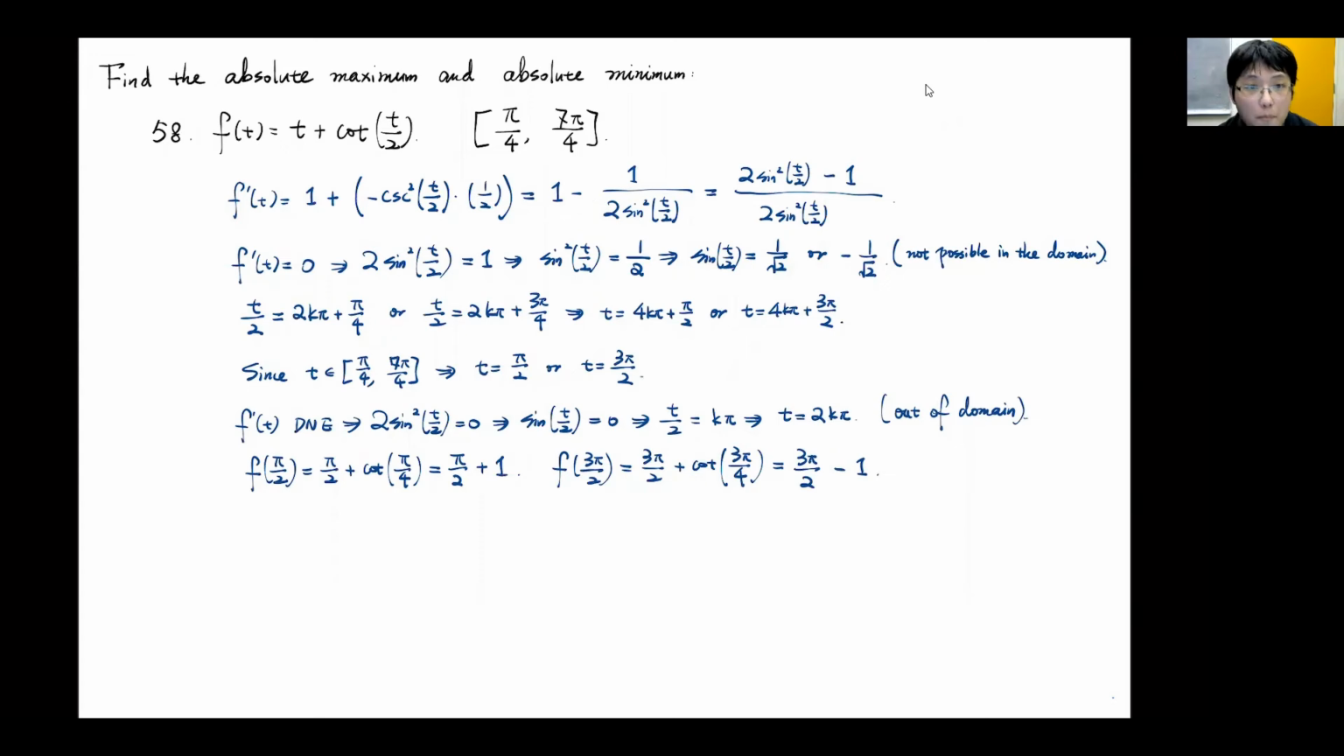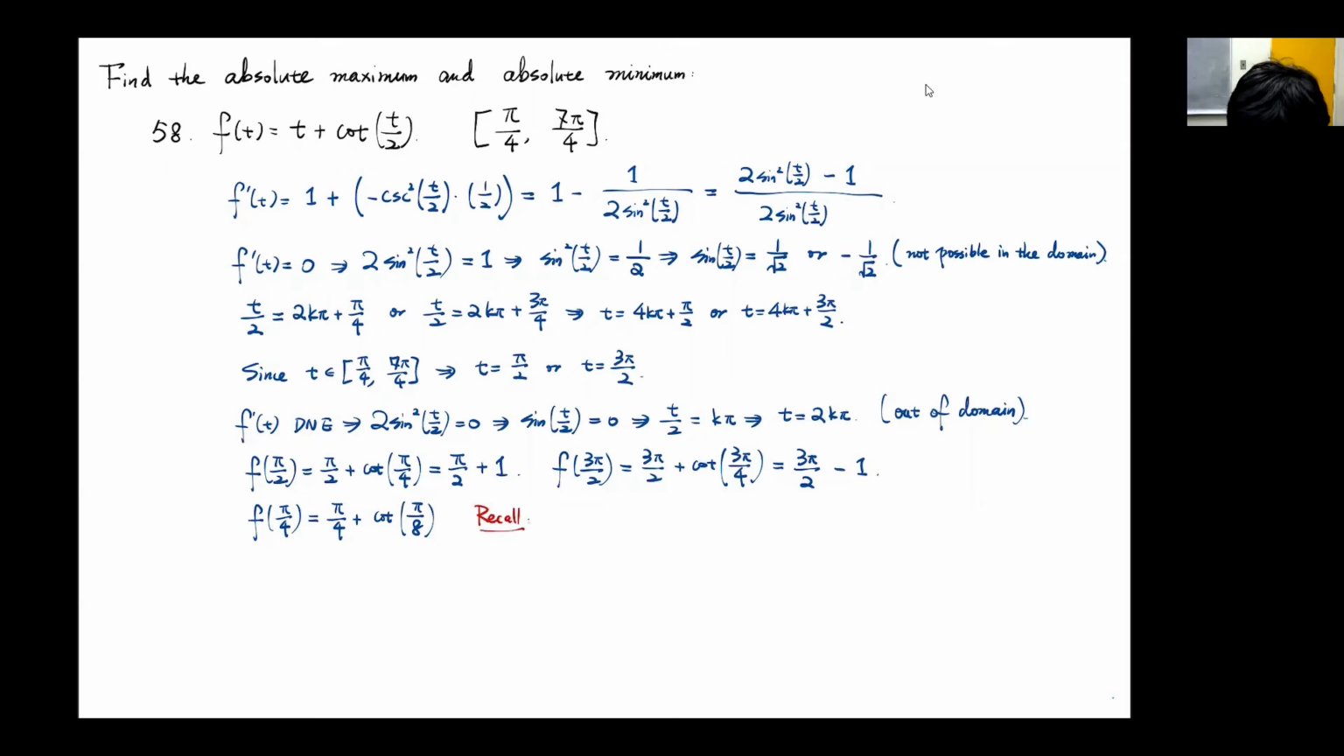And now we need to compute the function values at the endpoints. Okay, but then we see one of the obstructions. So f of pi over 4 will be pi over 4 plus cotangent of pi over 8, that is pi over 4 divided by 2. How do we compute cotangent of pi over 8? So this is where we need to use the half angle formula.